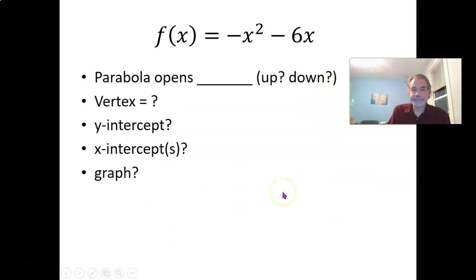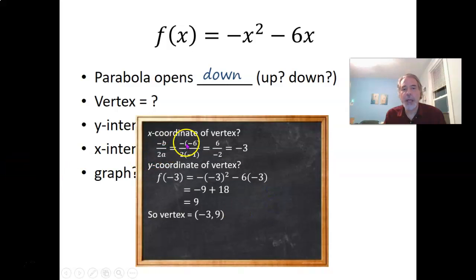And what about this one? F of x equals negative x squared minus 6x plus 0. So this would be a parabola that opens down. The vertex would be, well, if we do our negative b over 2a, that would be negative 6 over 2 times negative 1. So positive 6 over negative 2 is negative 3. That's the x-coordinate. Then for the y-coordinate, f of negative 3 would be minus negative 3 squared, minus 6 times negative 3. And that's minus 9 plus 18, which is positive 9. So the vertex is at negative 3, positive 9.